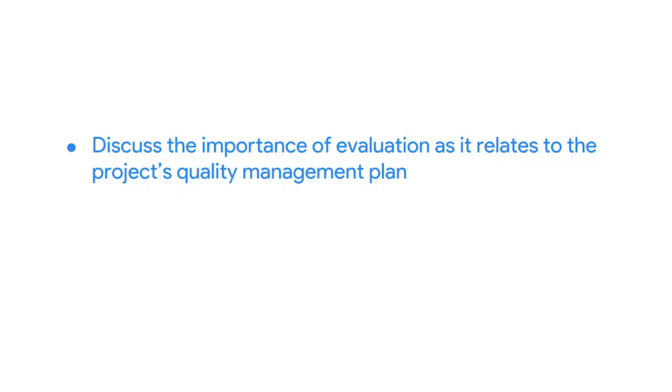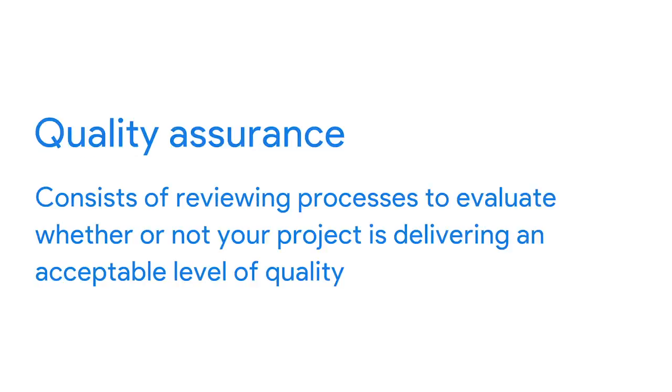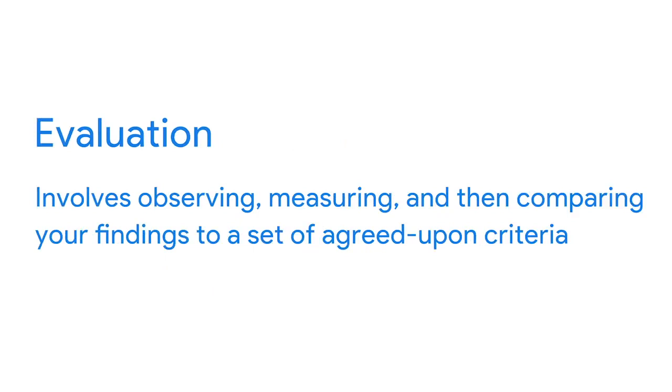In this video, we'll discuss the importance of evaluation as it relates to the project's quality management plan, specifically quality assurance. Remember, quality assurance consists of reviewing processes to evaluate whether or not your project is delivering an acceptable level of quality. And evaluation involves observing, measuring, and then comparing your findings to a set of agreed-upon criteria. This could be your quality standards or the overall goals of your project. Coming up, you'll create evaluation questions as part of the QA process so that you can measure how well your project is meeting the established quality standards.